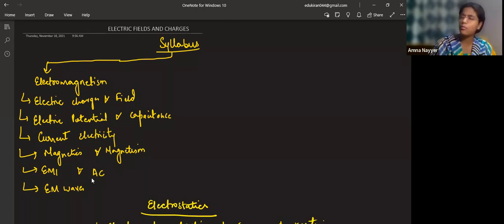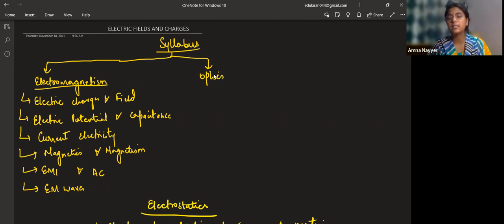And EM waves, this is also a very short lesson that has to be covered. So a lot of weightage is taken by the electromagnetism portion, not only for your class 12 board exams, but for your upcoming entrance exams, whatever entrance exams you will be appearing for after class 12, electromagnetism has a very huge portion.